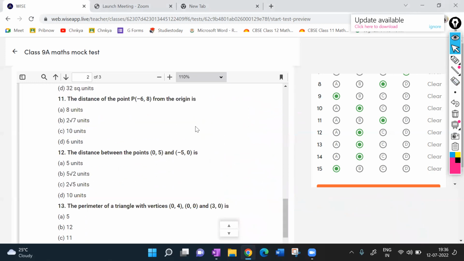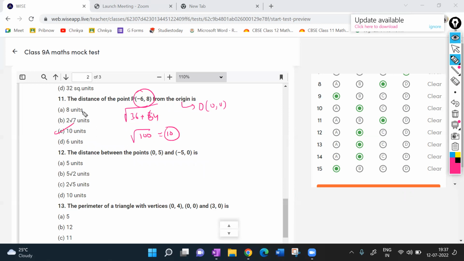The distance of the point from the origin. Very simple. Origin is nothing but 0 comma 0, beta. Whenever you get this type of question, just take the square root of this. 6 square is 36, 8 square is 64, so it will be square root of 100, which is 10. They're Pythagorean triplets.